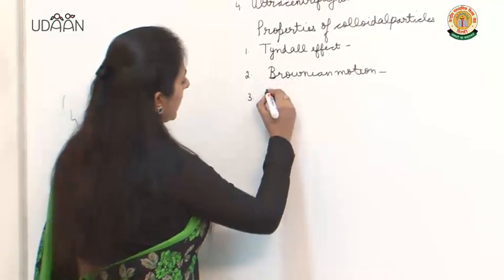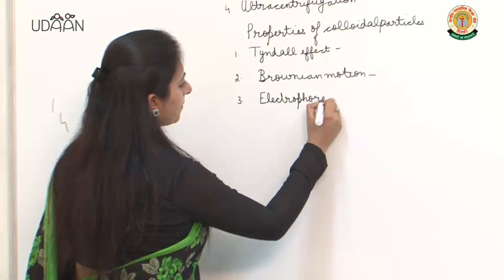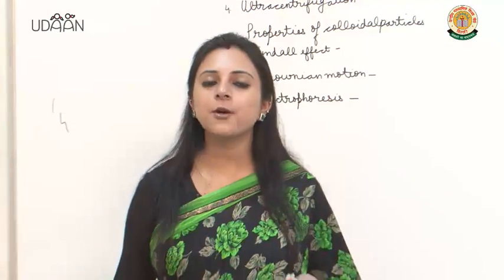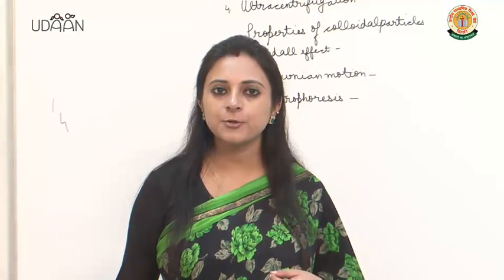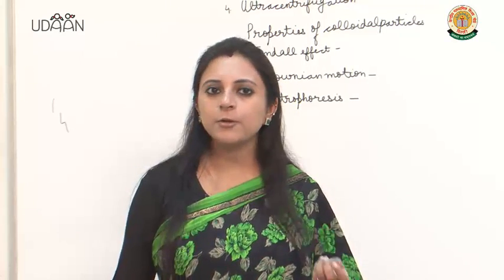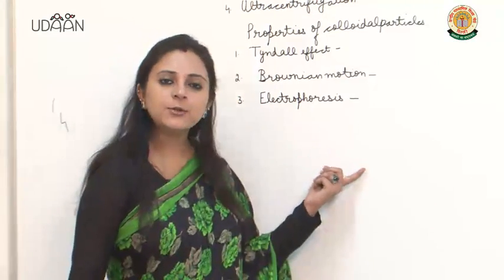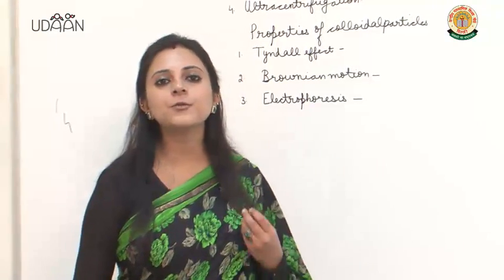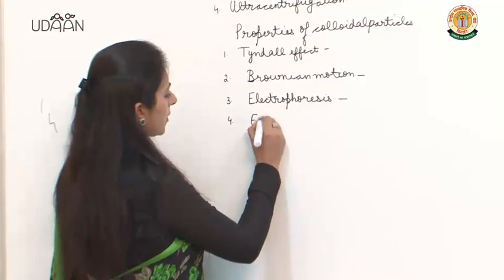Now, next is electrophoresis. Electrophoresis is the movement of colloidal particles towards oppositely charged electrodes under the influence of applied electric field. Now, we know that colloidal particles, they are charged. So, the negatively charged colloidal particles will move towards the positive electrode, and the positively charged will move towards the negative electrodes.